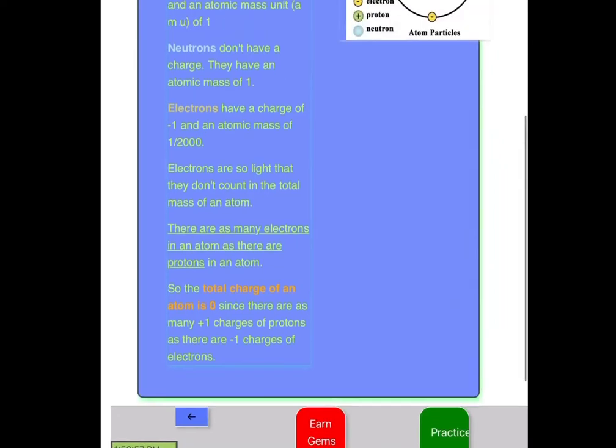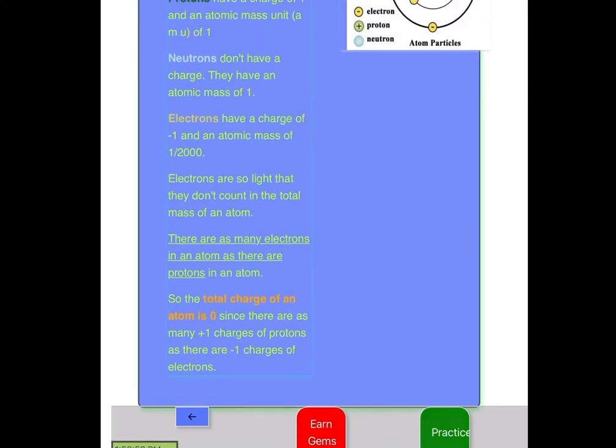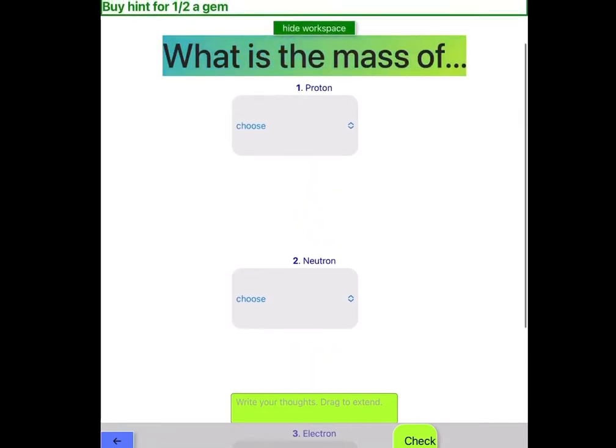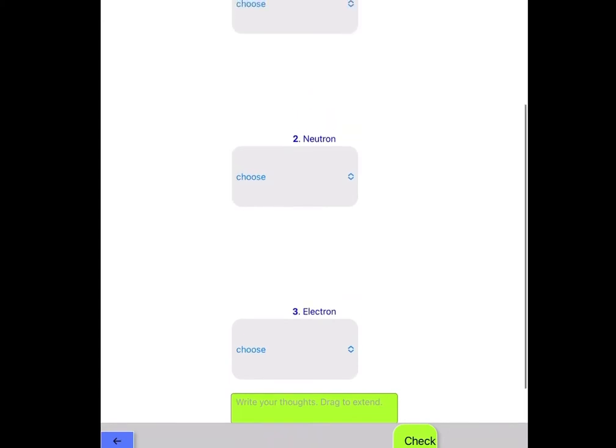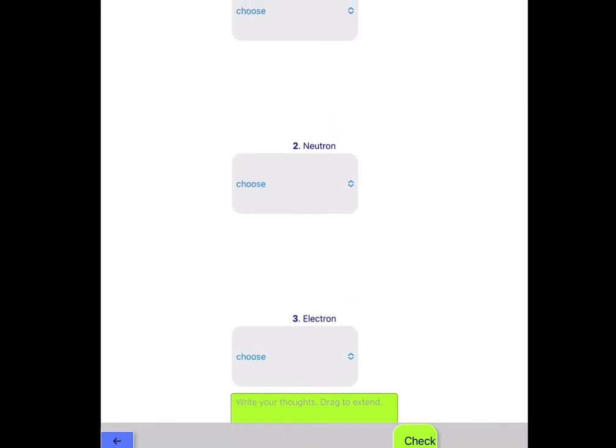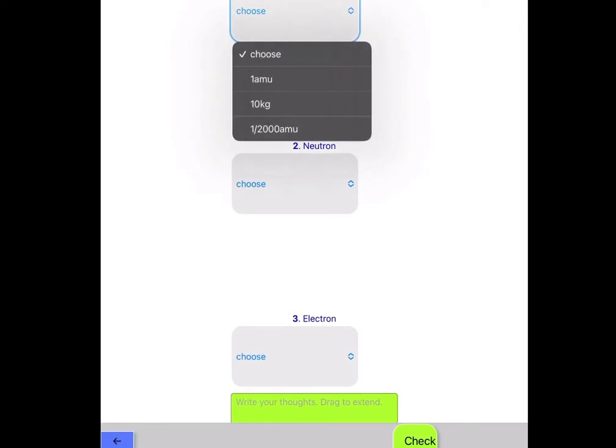So I'm going to press practice. And this just presents you with a quiz. There's 3 pages to this quiz. The first question is, what is the mass of a proton? So we have choices here, 1 AMU, 10 kilograms, or 1 out of 2,000 AMU.